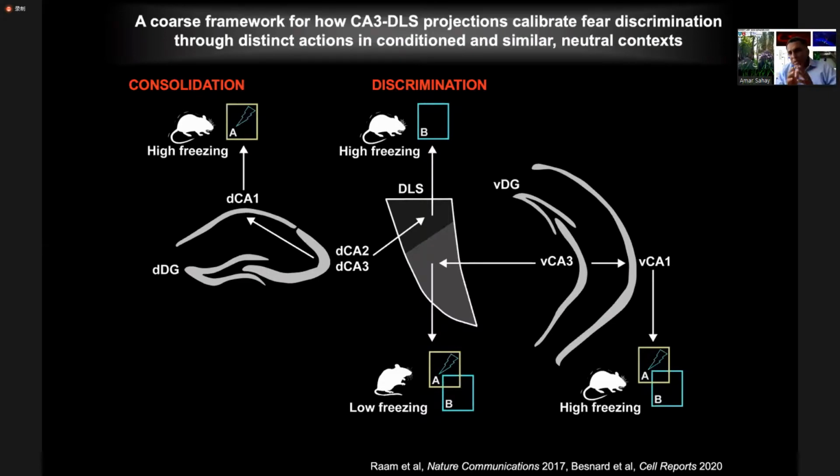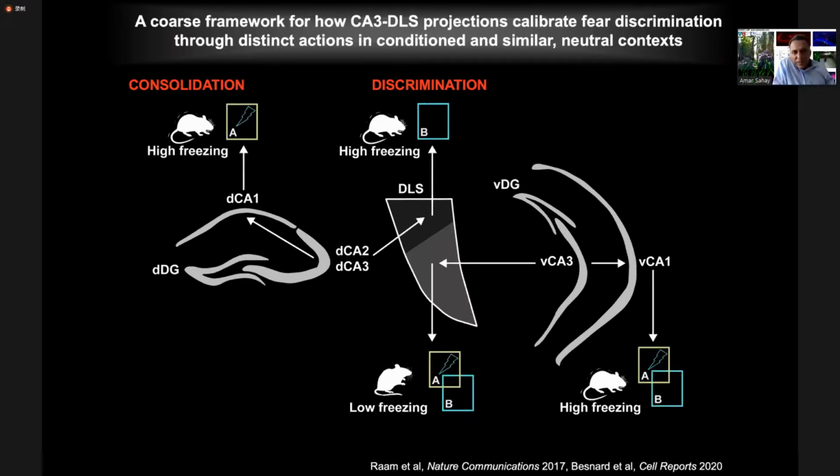Ventral CA3 projections to the DLS, on the other hand, appear to be insensitive to contextual information and function like a gain control mechanism to modulate levels of freezing in both context A as well as in the similar neutral context B.